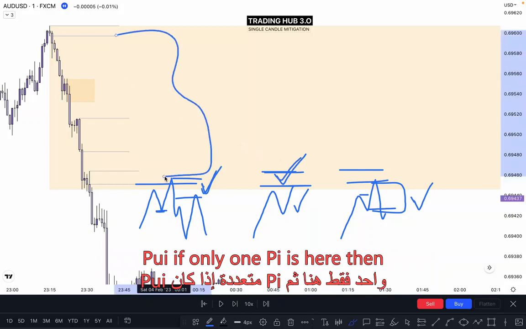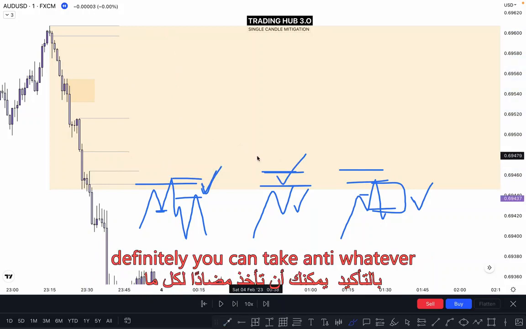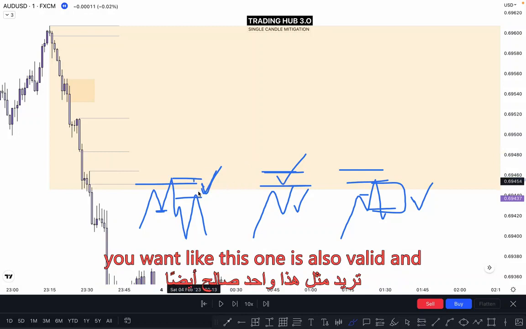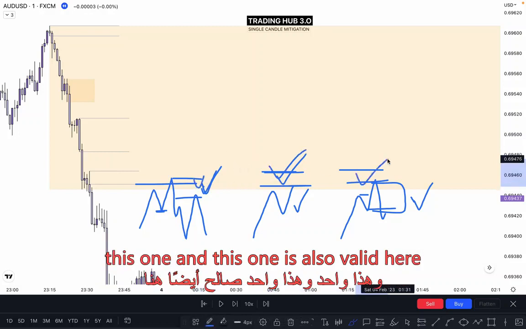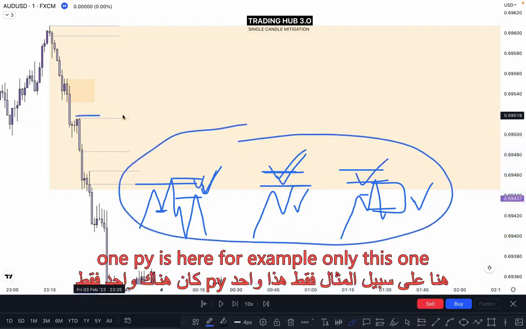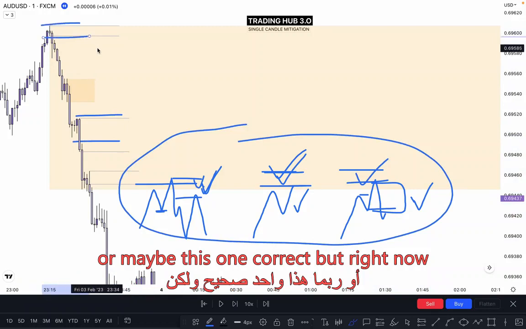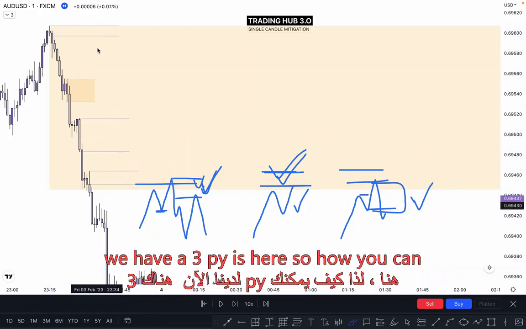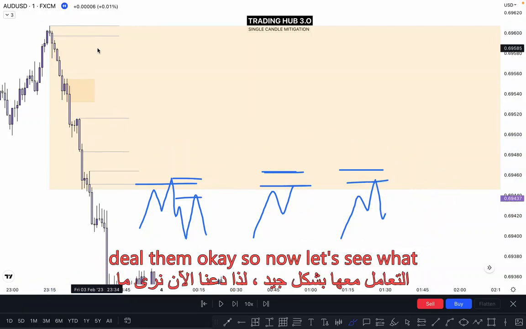If only one POI is here, then definitely you can take whatever entry you want. Like this one is also valid, and this one is also valid here. These three entries are valid here if only one POI is here. For example, only this one or maybe this one, correct? But right now we have 3 POI here. So how can you deal with them? Okay, so now let's see what happened next.